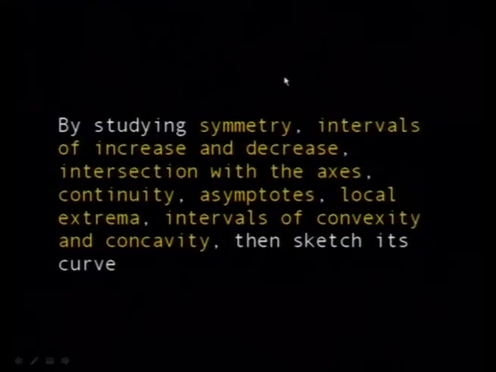So first of all, the problem tells you to study the symmetry, intervals of increase. Of course, here there is no symmetry, no parity, even or odd. The interval of decrease and increase: how would you calculate it? From the derivative. And the intersection with the axis, continuity, asymptotes, of course, in the problems you wish to study all this, because these all are properties of your function. But as graph, you can directly get to the paper and draw your graph.